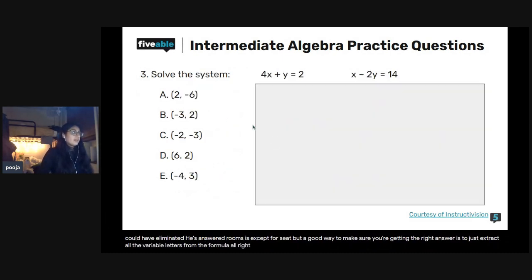All right. Last one on intermediate algebra. All right, 1 minute starting now.